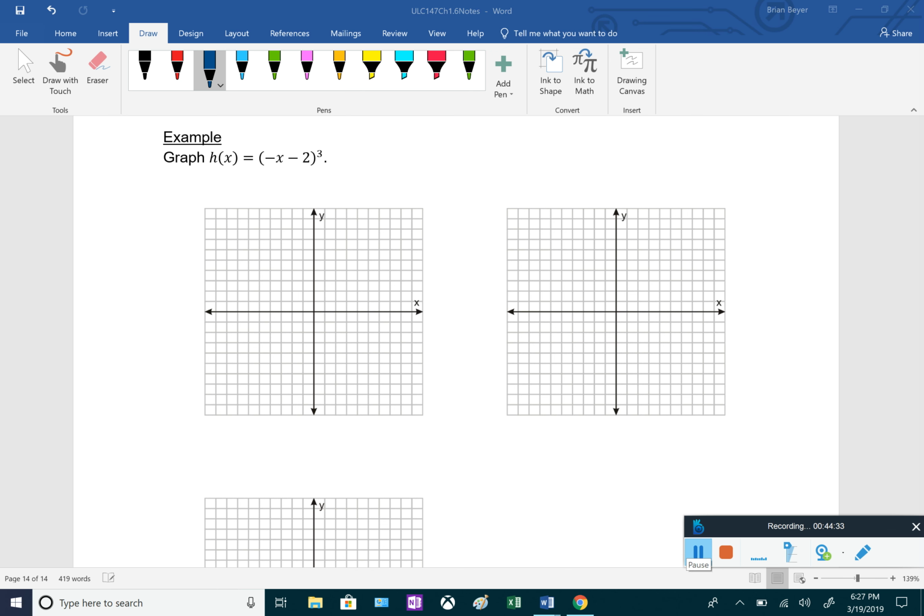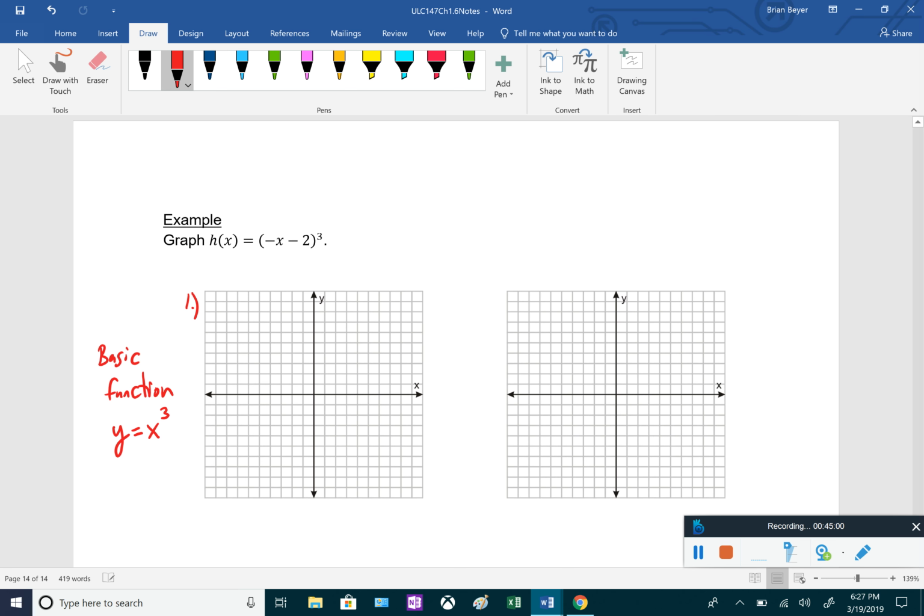So we have negative x minus 2 cubed. So this time our basic function is one that we didn't really use just yet. Our basic function is the basic cubic function. It's y equals x cubed. So if you want, you can make a table for that. If you make a table for it, I'll do it up here. Do a little XY table.